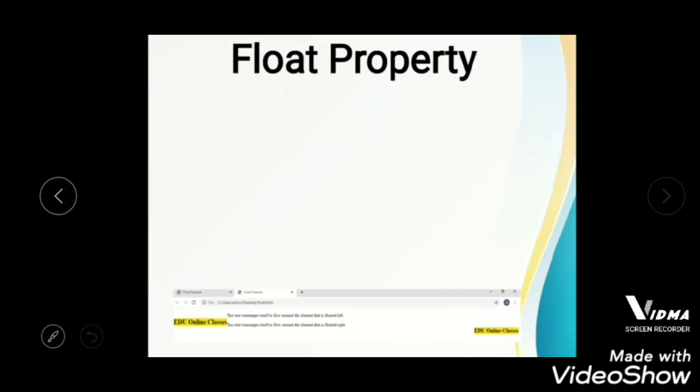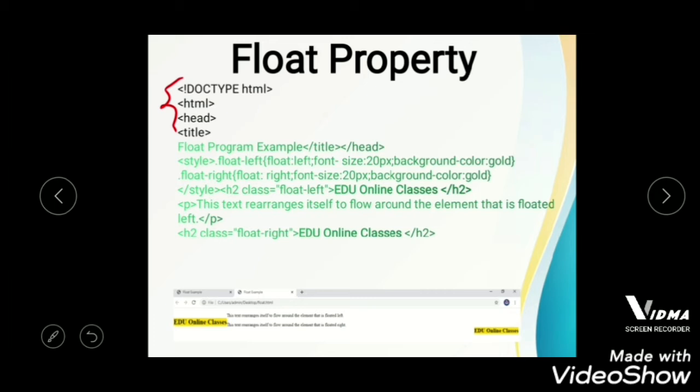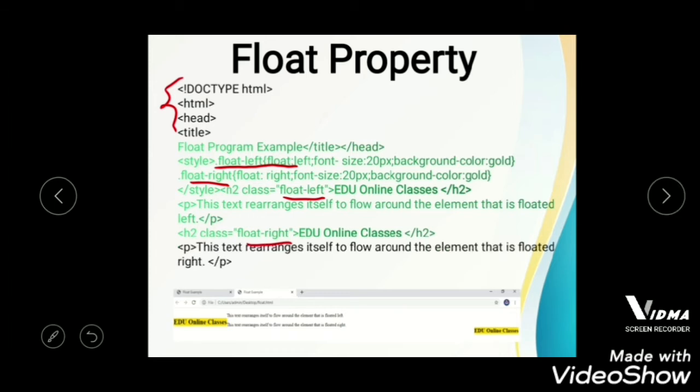Now move to the example section of the program. So this is a common part of a programming language. Here I am specifying style, float left, then float right, then float left, and then float right. We are specifying the float property and its value, left or right, in the document declaration section. So this is an example, and see the output of the program in your window.